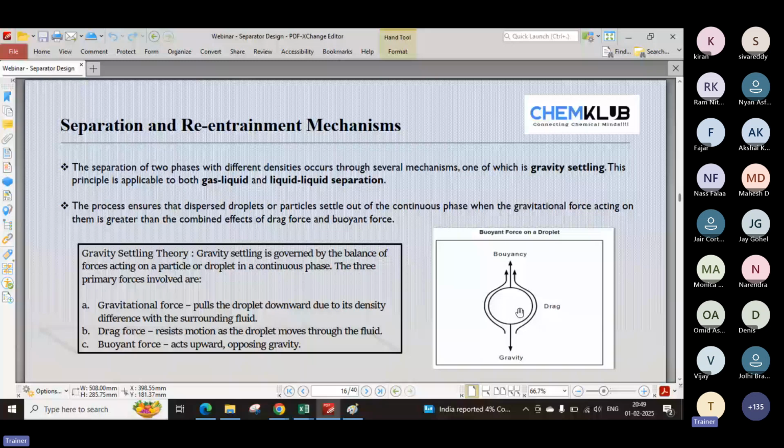However, being chemical engineers, our motto is to separate this fluid. So we have to increase the gravity, or reduce the buoyancy and the drag force. Then only the gravity force value will be higher, and this particle will fall down. That is called gravity settling, and that's what we have to do.